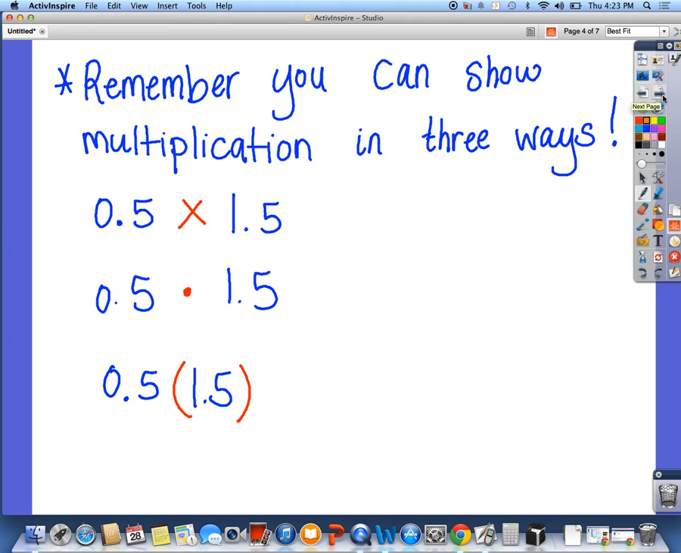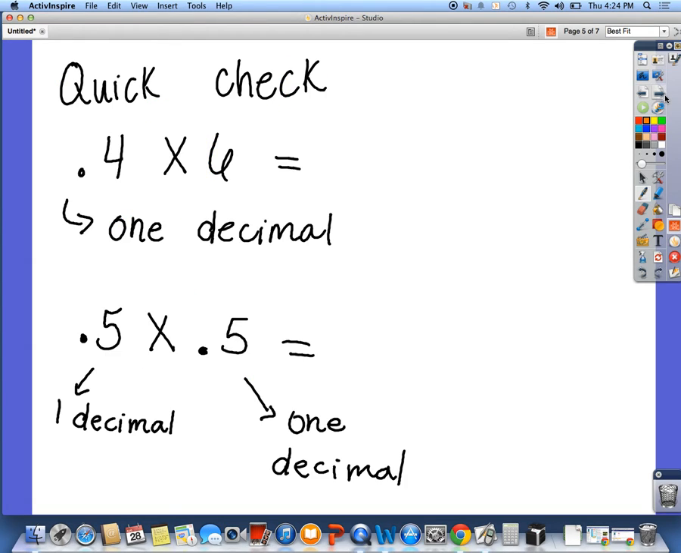Quick remembering, you can show multiplication in 3 different ways. So we've got the x, we know that represents multiplication. We've all seen that dot, that dot represents multiplication. And you're going to start seeing parentheses around a number. The numbers are side by side, but you've got parentheses, and that also is a way that we show multiplication. So just a quick remembering.